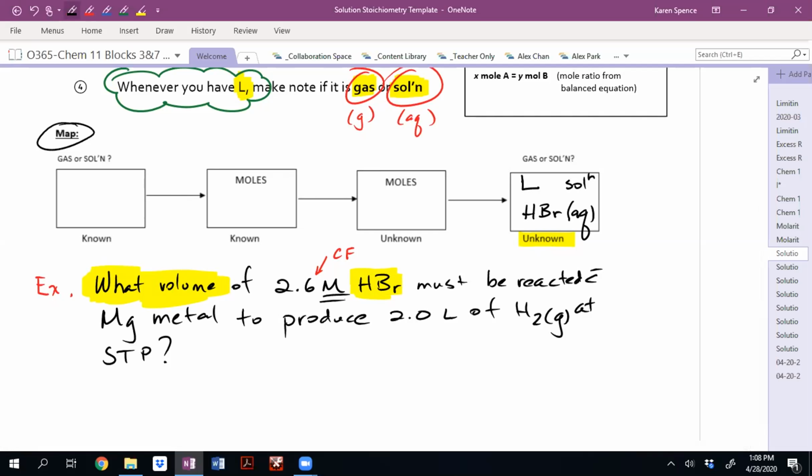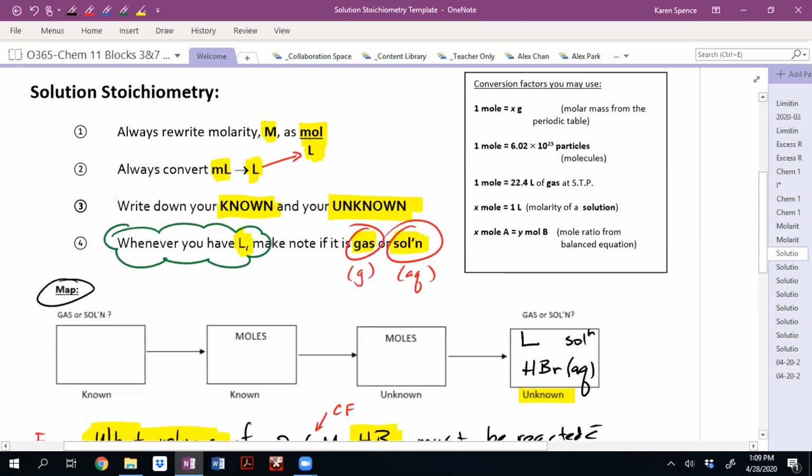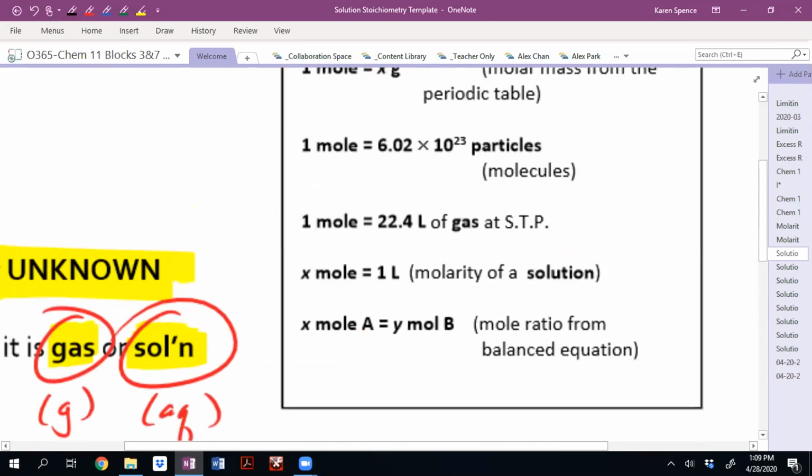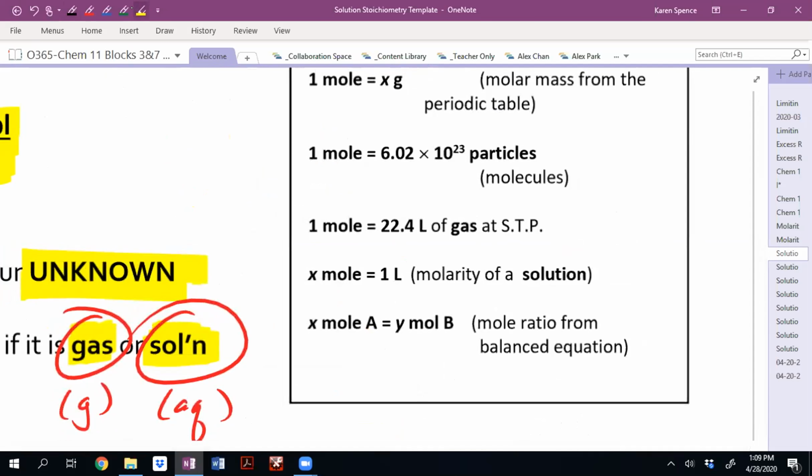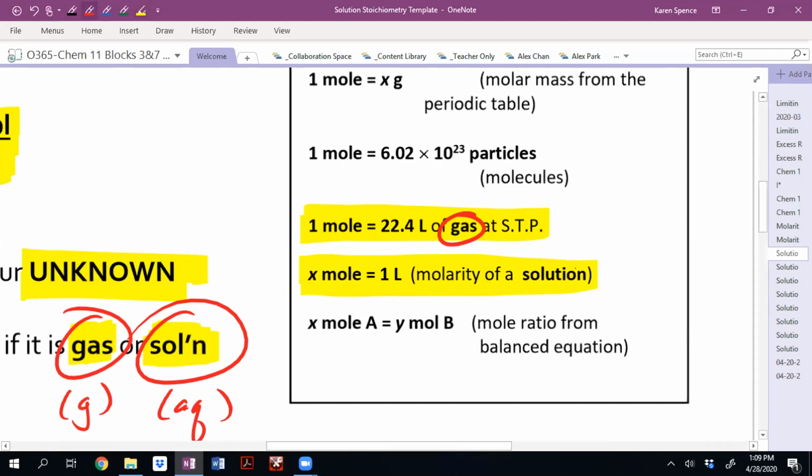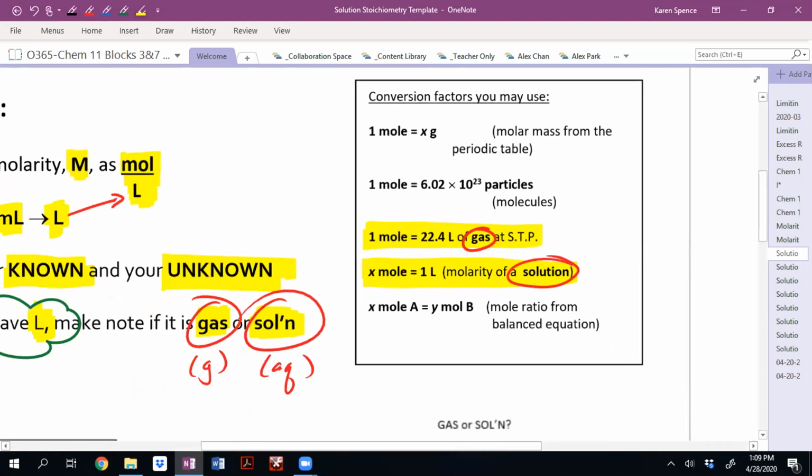If you take a look at the top right-hand corner, there are two conversion factors that involve liters. There is this one here, and that one is only used for a gas. And then there's this one here, and that is only used for a solution. So it's important you know which one you're going to use. In this case, when we are converting into our unknown, we will be using the molarity of the solution as our conversion factor.